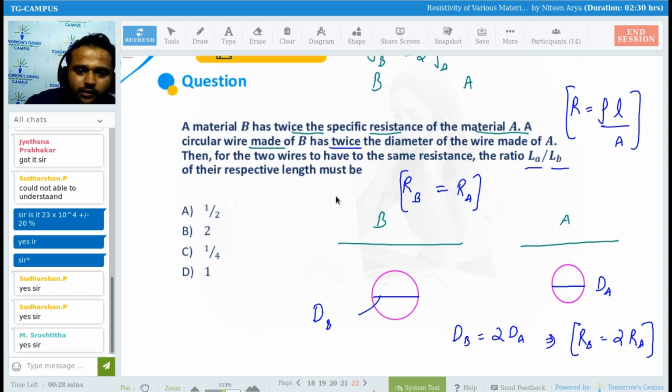Okay, I'll write it down here as well. Resistivity of B equals twice the resistivity of A. Better don't guess it out. If you calculate it, just be confident. Sudarshan.